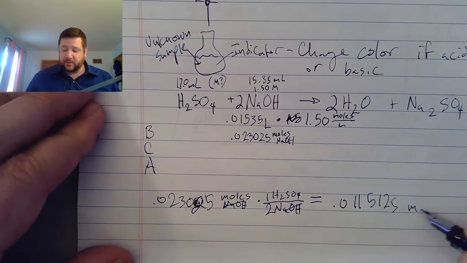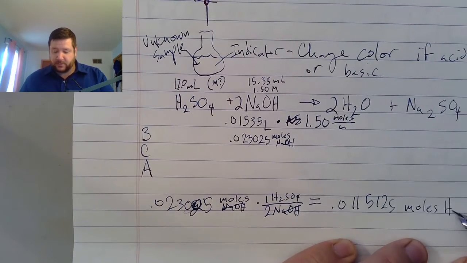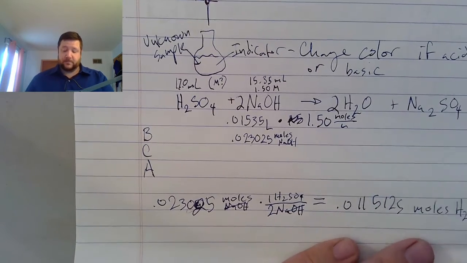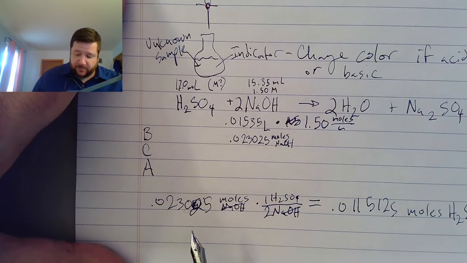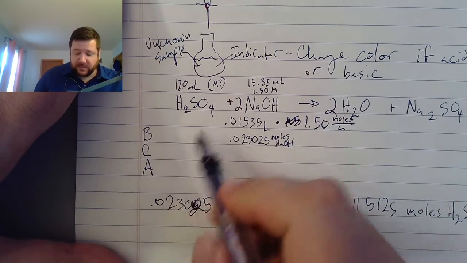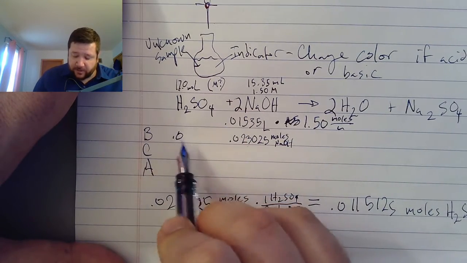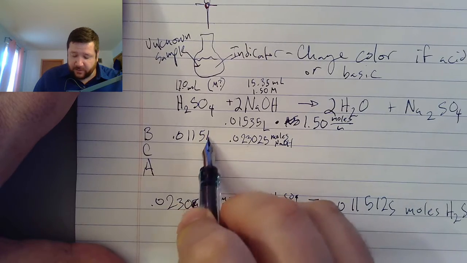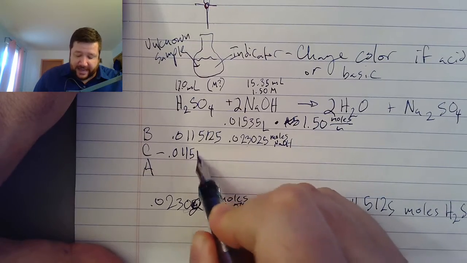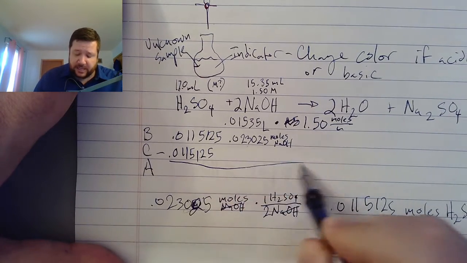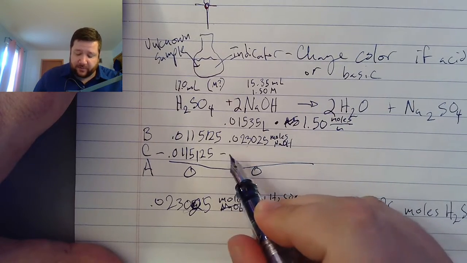0.011525 moles H2SO4. Cool beans. Now, as we look at this, so far so good. That means before, what was inside of this container up here was 0.011525. And then each of those is going to get used up exactly. The whole point of a titration is so that afterwards you have neither your acid or your base left over.